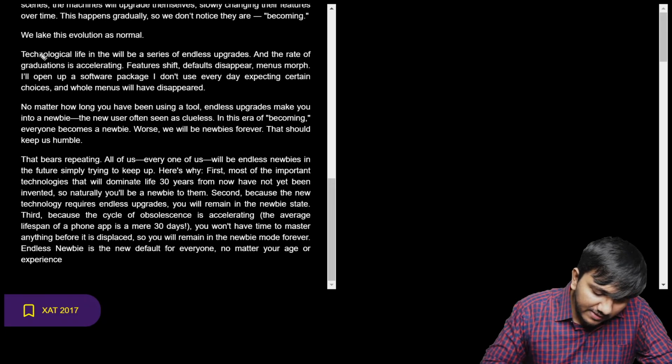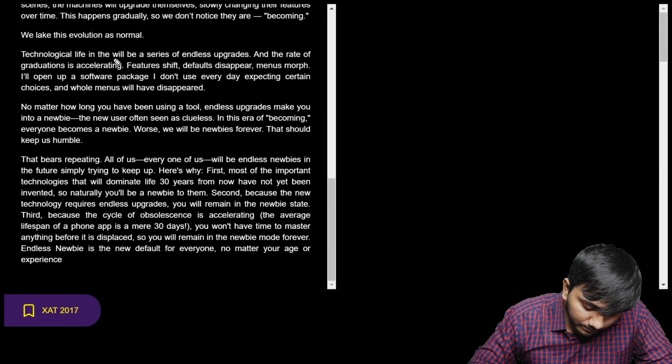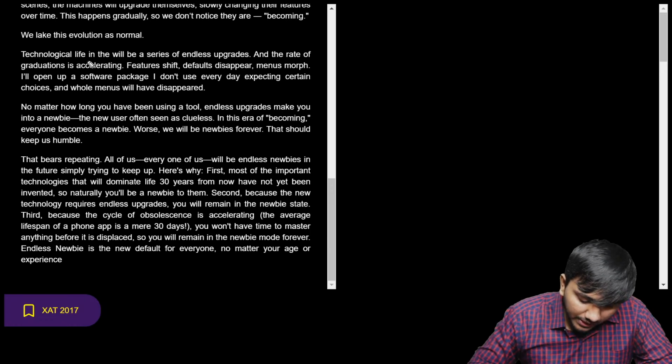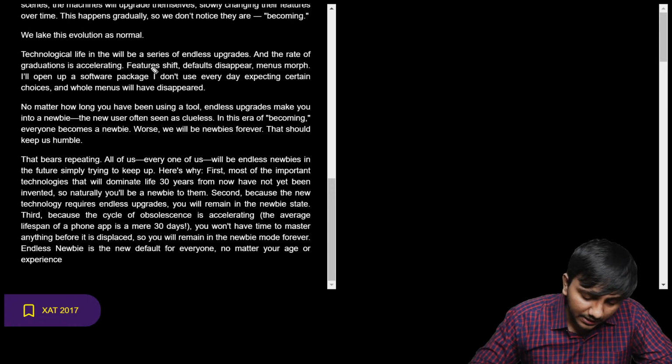We take this evolution as normal. Technological life. Okay, I think there is a spelling mistake here. Technological life will be a series of endless upgrades, and the rate of graduation is accelerating. Means the rate at which things are changing is accelerating. Features shift, defaults disappear, menus morph.